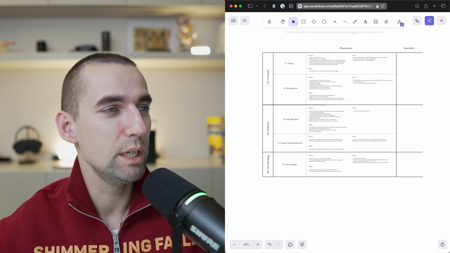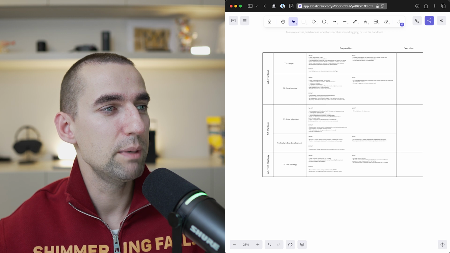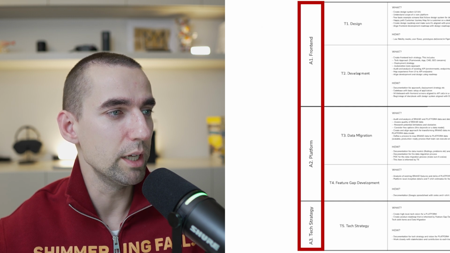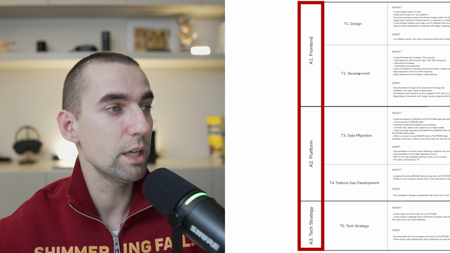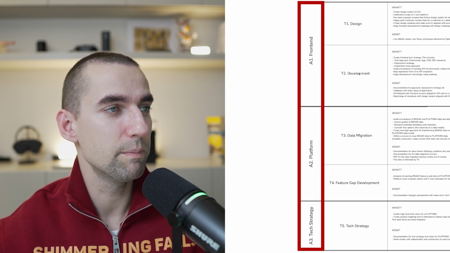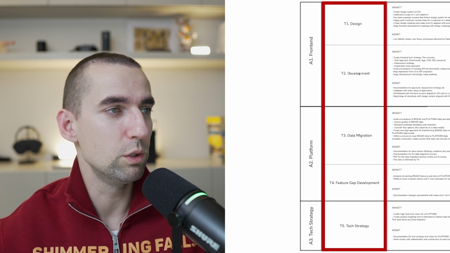And here is a quick high-level map, right? Or schema, think of it however you want. It's basically split into a few sections. So first section called area, which is here on the left side, there are 3 areas. So there is a front end, platform, and tech strategy. And then within each area, there is a track, or actually a few tracks.